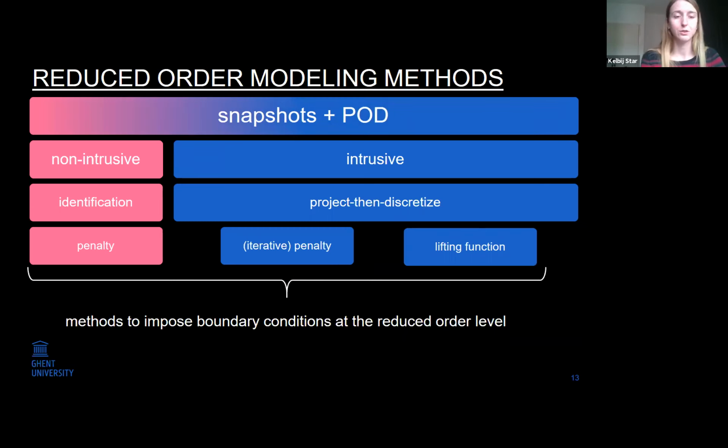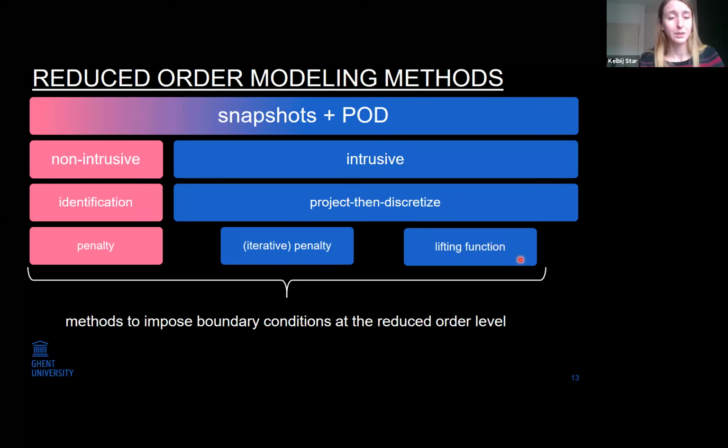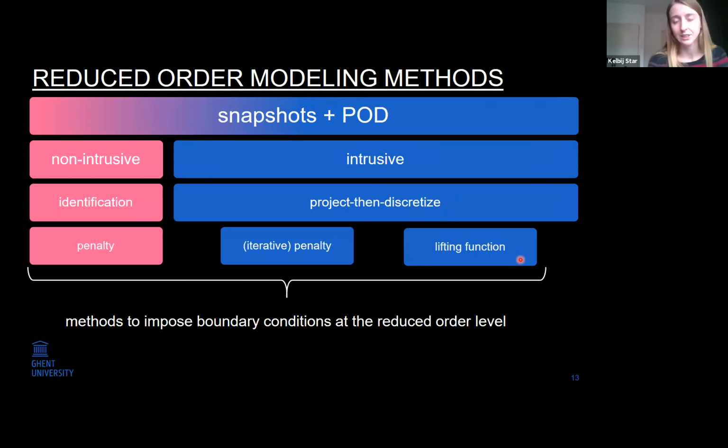So I looked into two different methods to impose boundary conditions at the reduced order level. We have the lifting function method, and the aim of the lifting function method is to have homogeneous POD modes. Homogeneous means having a value of 0 at the boundaries of the computational domain, in order to enforce the boundary conditions in the reduced order model.